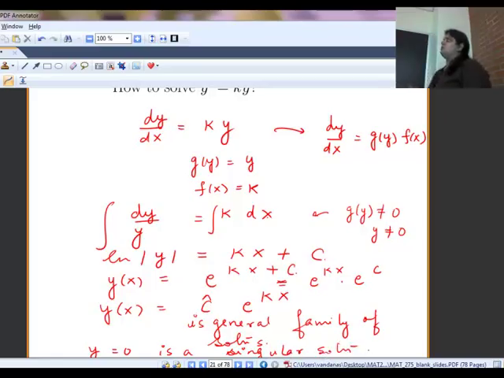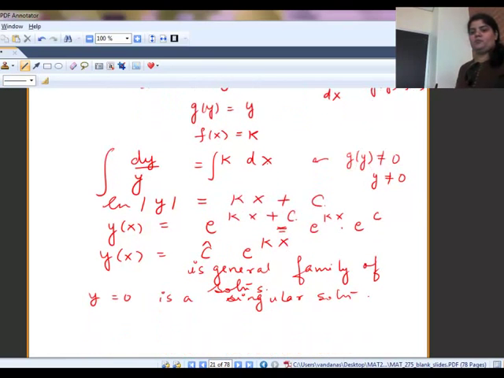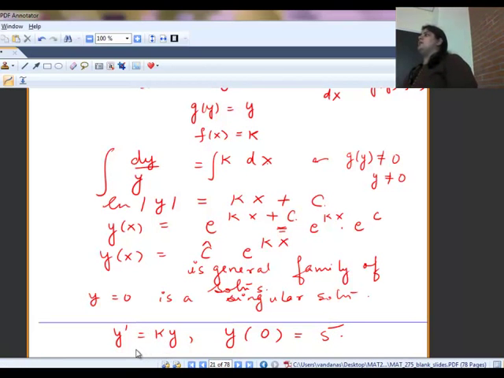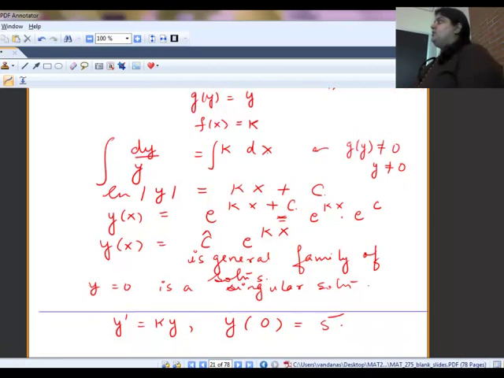It's a singular solution of this problem. Okay, so if I were given an initial condition, let's do this part as well. Suppose together with this problem y prime equals ky, I am given y at 0 is 5. Now this is a first order differential equation, so I only need one initial condition, because it is first order. Okay, so I will stop here.